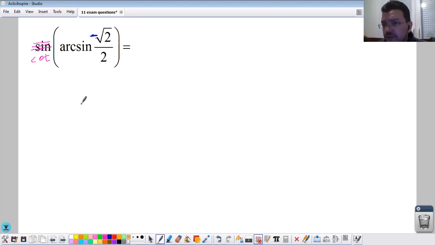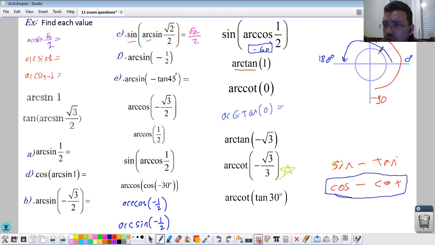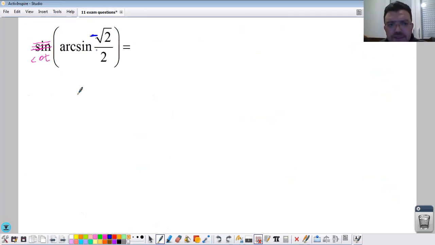I'm solving for the hardest case, because when it's a positive one, they are both, as I have explained in a previous video, in the first quadrant for positive results. When it's negative results, cotangent and cosine are in the second quadrant, sine and tangent in the fourth quadrant. Now, we try to solve this example.